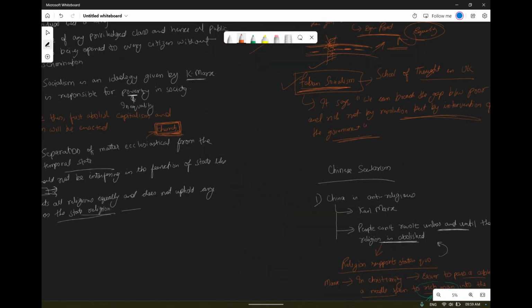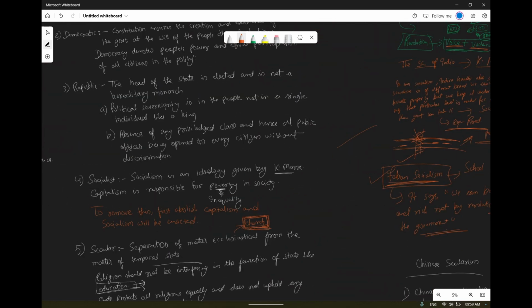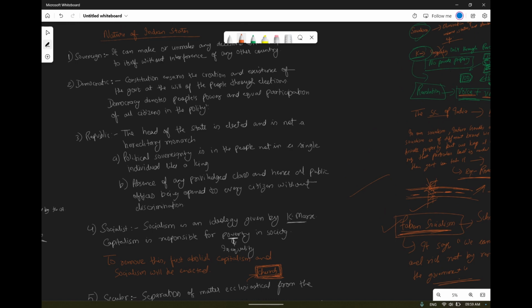Okay, so this whole lecture related to the understanding of socialist, secularism, republic, democratic, sovereign is completed. After that we'll move on to understand social justice, economic justice, political justice, what exactly that means within the preamble. Okay, thank you.